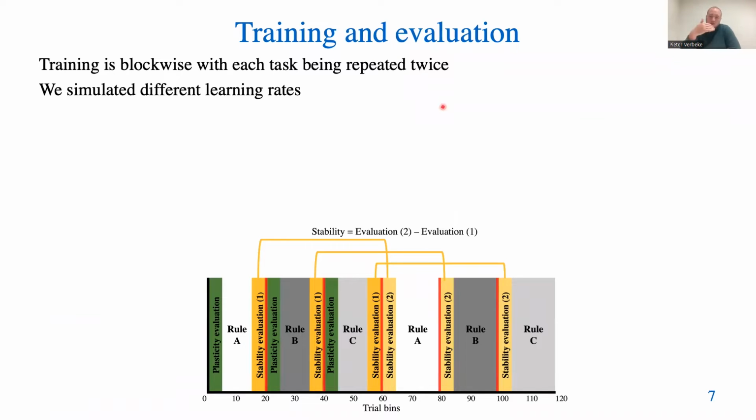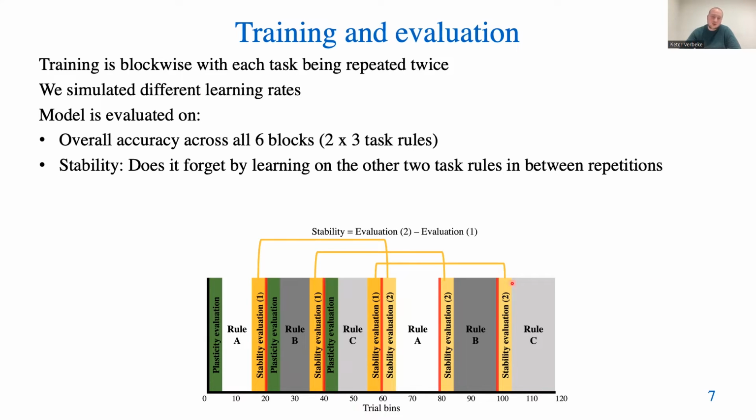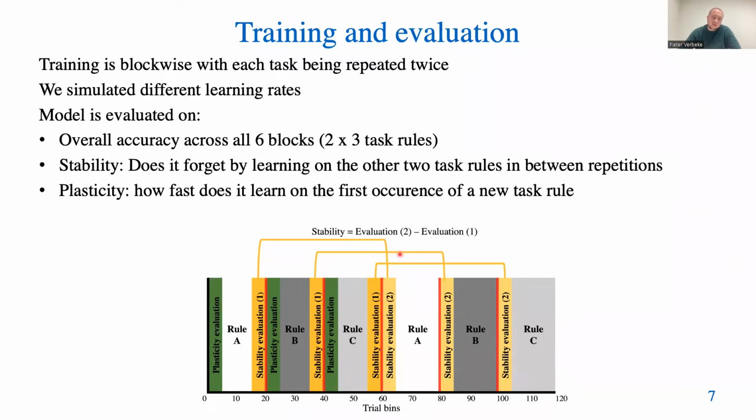The network is then trained blockwise for a fixed amount of trials, with each task being repeated twice. So there are 6 blocks, A, B, C, A, B, C, and we simulated different learning rates. Then we evaluated the model on overall accuracy across all 6 blocks, so 2 times the 3 task rules, and on stability, where it forgets. So basically, whether there's catastrophic interference, where it forgets by learning the other 2 task rules in between. So we subtract the accuracy of the last period of the first occurrence of the task rule from the first few trials of the second occurrence of the task rule. If this is negative, then there is interference.